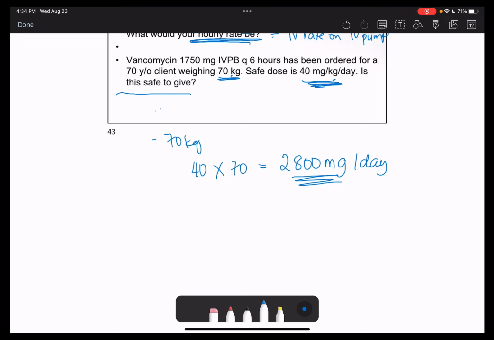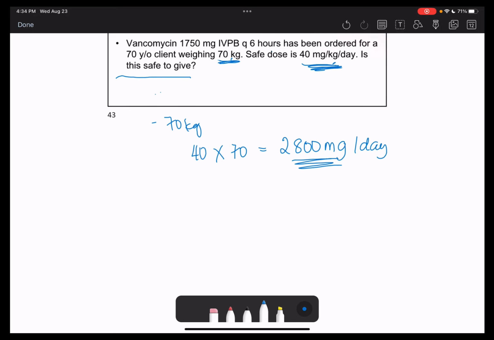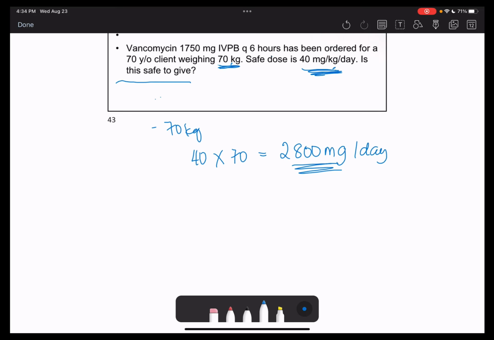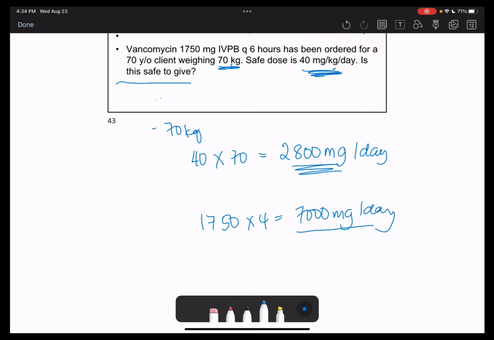So if you're giving it every 6 hours, then you're going to end up giving it 4 times. So to calculate how much you would end up giving if you give it every 6 hours, you take 1,750 times 4. Then you have 7,000 milligrams per day. So if you gave this every 6 hours, which is 4 times a day, you're going to end up with 7,000 milligrams per day. The question is, is this safe, right?